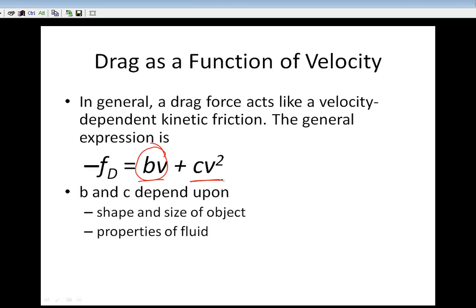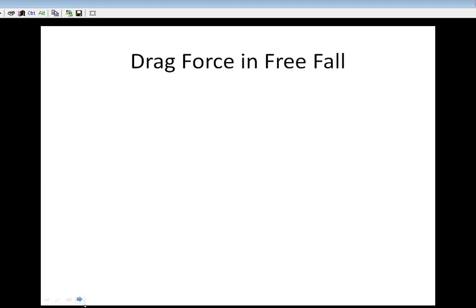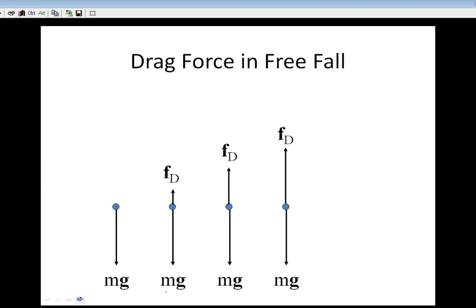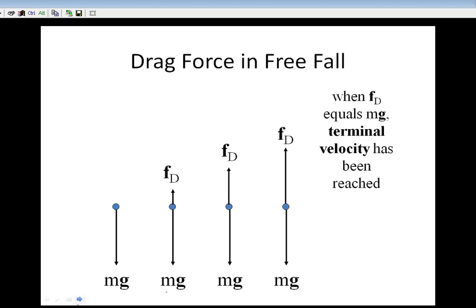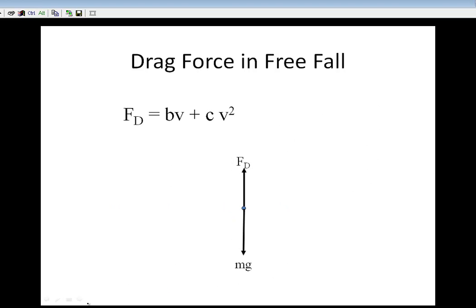You have to be able to tell from what they give you. Most of the time, they give you the coefficient. So, calculating the drag force in free fall. At first, when the object is first dropped, remember, it's just the force due to gravity. Then the drag force starts to increase as the object falls. And at some point, when we get to terminal velocity, the drag force is equal to mg. So let's look at how we end up applying this.